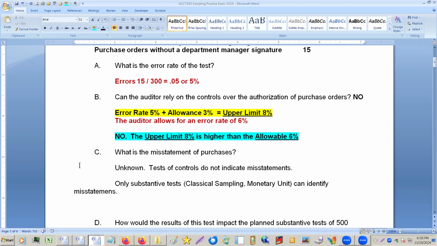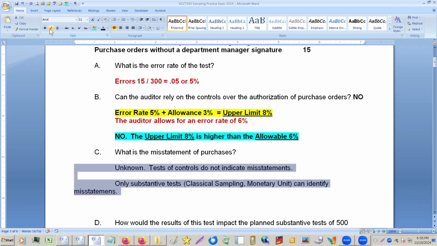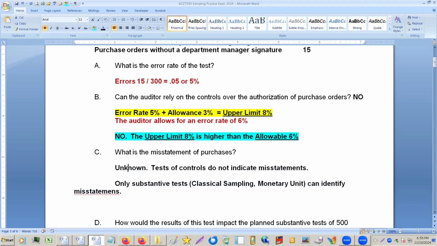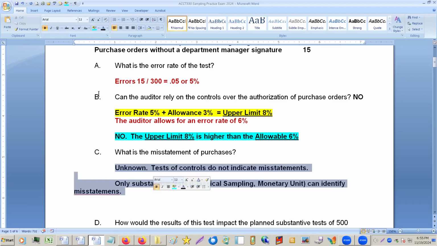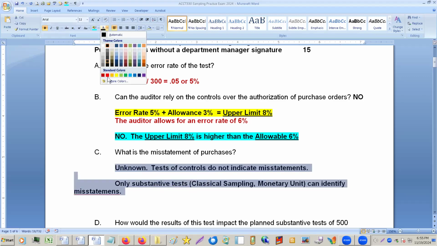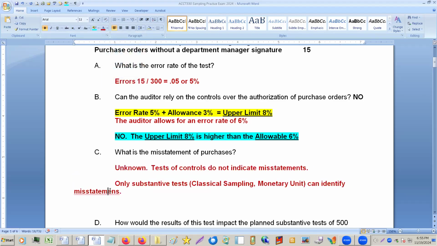Okay, let me clean this up a little bit. Okay, so it's, we need a T there. Okay, it's unknown. Test controls do not indicate misstatements.